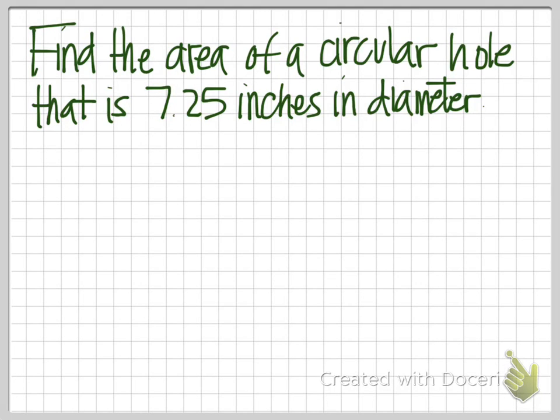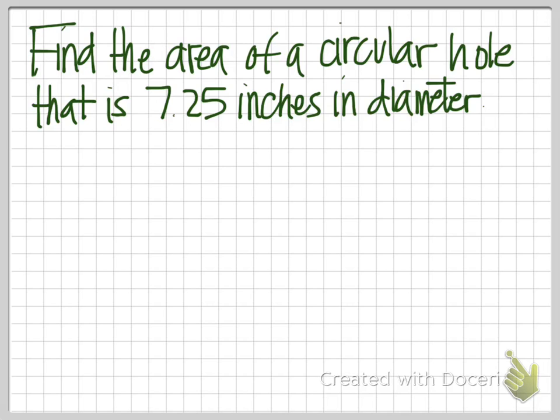These are examples of problems for Applied Mathematics Level 5, and these are examples of how to find the area of a circle. The first problem I have for you is that we need to find the area of a circular hole that is 7.25 inches in diameter.